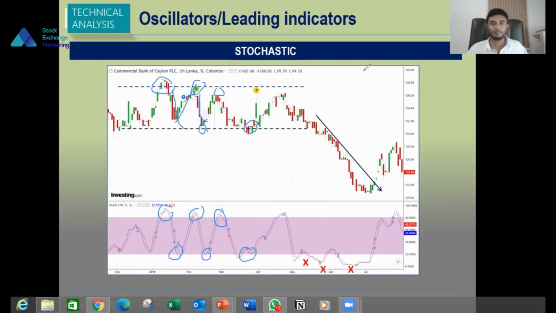Any beginner trader who falls in love with this indicator might think, okay, this is really good, I can make my trading decisions.